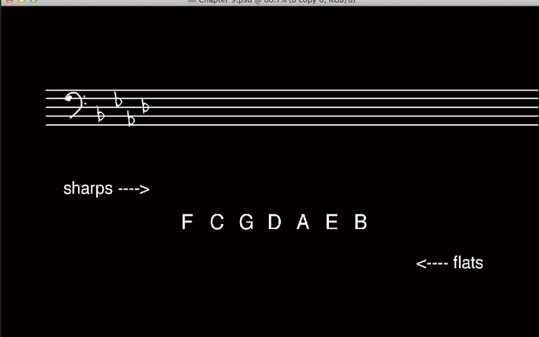My next flat is going to be a G flat, and it's going to be on the 1st line. Next flat is C flat, which is going to be on the 2nd space. And my last flat is going to be an F flat, which is going to be in the space below the 1st line. So there is my order of flats in the bass clef.